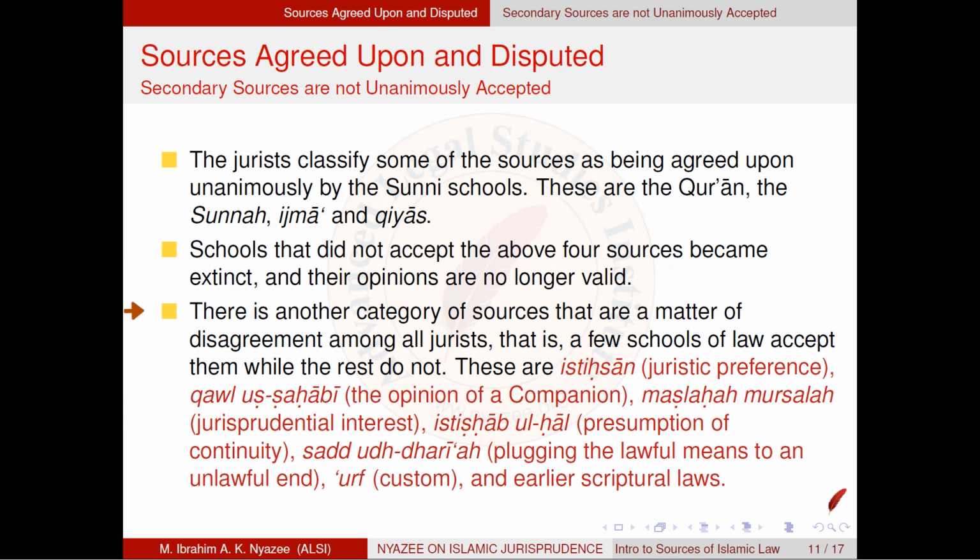There is another category of sources that are a matter of disagreement among the jurists. That is, a few schools of law accept them while the rest do not. These are Istihsan, juristic preference, Qawl al-Sahabi, the opinion of a companion, Maslaha Mursala, jurisprudential interest, Istisabul Hal, presumption of continuity, Saddu Zariya, blocking the lawful means to an unlawful end, Urf, custom, and earlier scriptural laws.